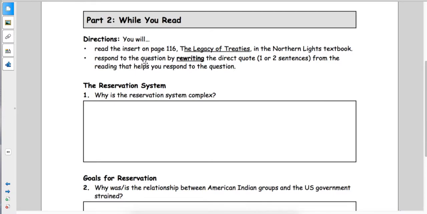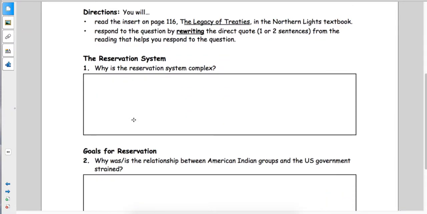Then you're going to respond to the question by rewriting the direct quote. It's usually 1 or 2 sentences from the reading that helps you respond to the question. So in other words, you're not answering the question in your own words. Rather, you're going back to the reading, finding a quote, and writing it in the box.